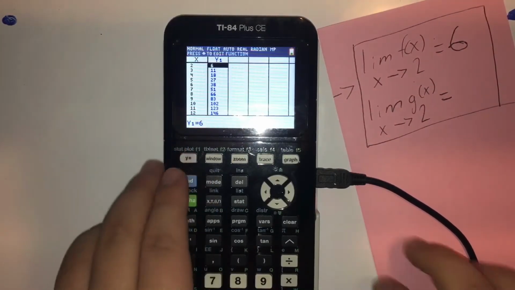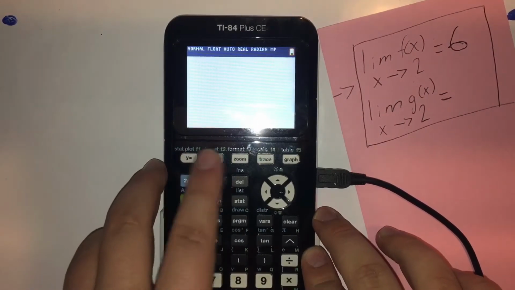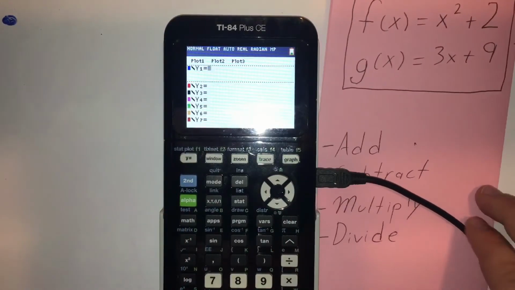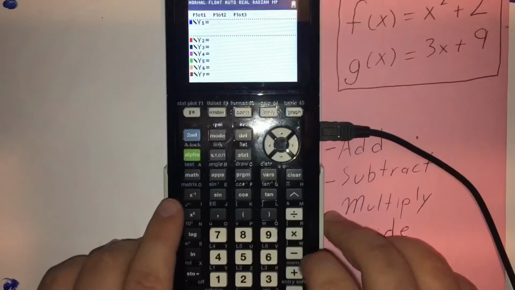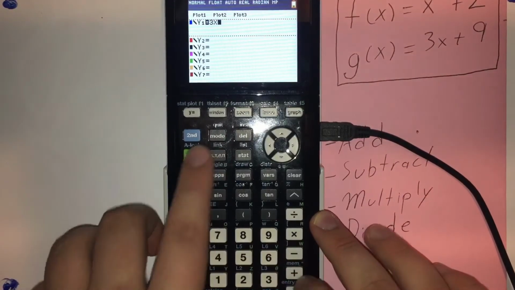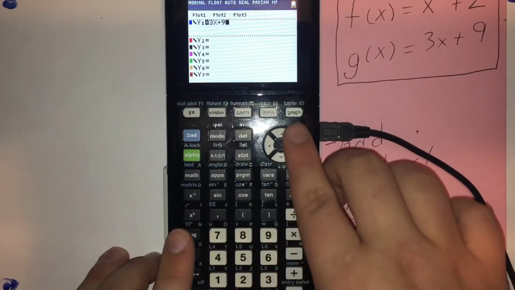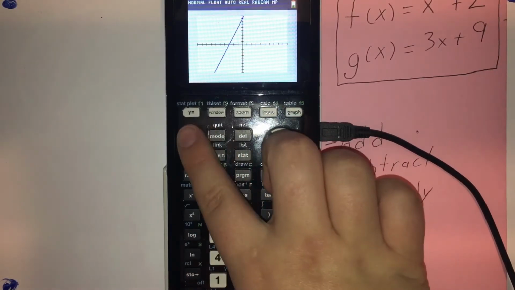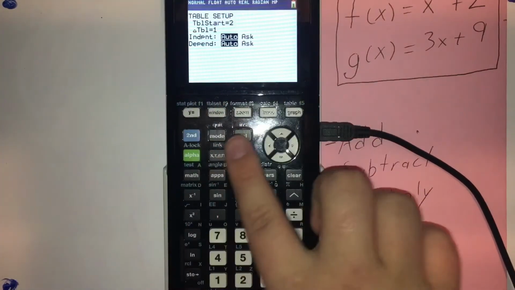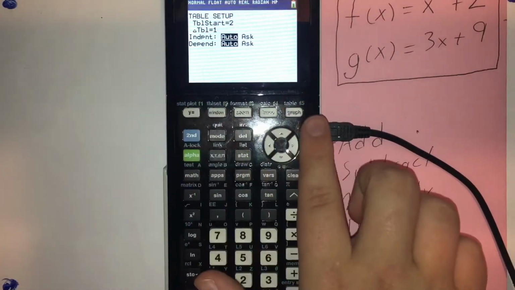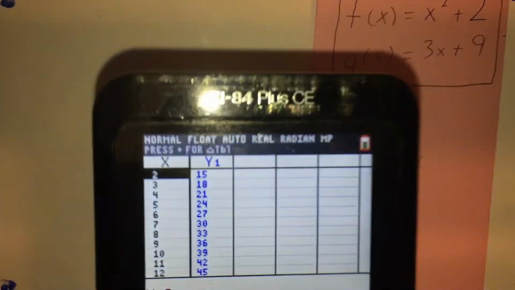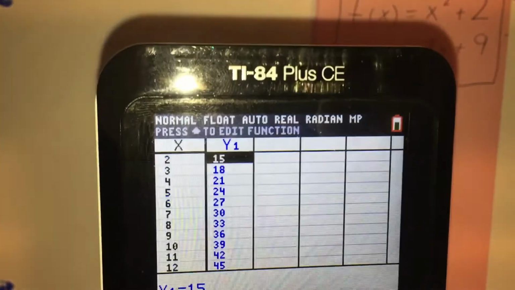And then we're going to do our other function. So we're going to hit second quit, go back to y equals, clear that out, and type in our other function, which is, of course, 3x plus 9. We're going to graph it again. Then it's linear. So we're going to go back to second window. Table setup still at 2. Second graph. And as we can see here, it is 15.